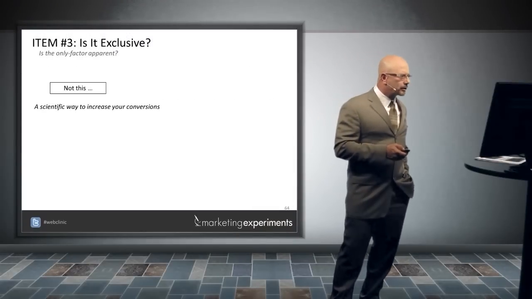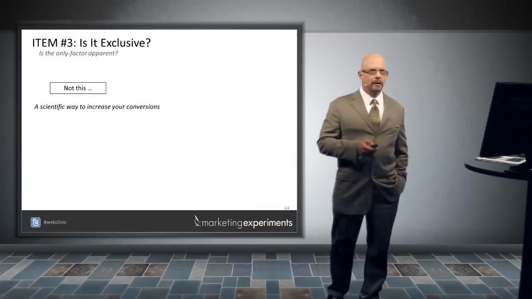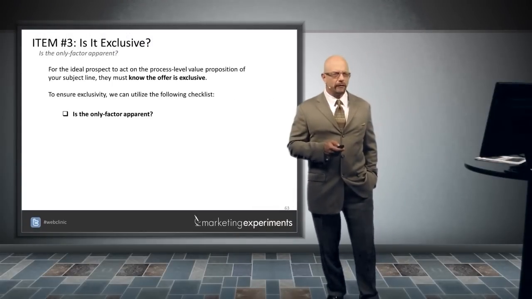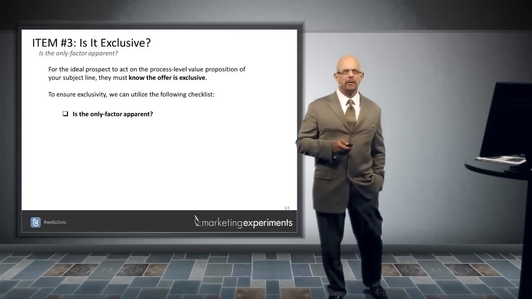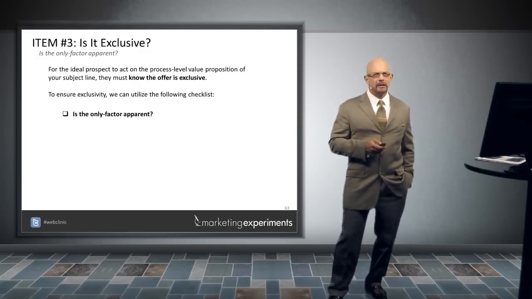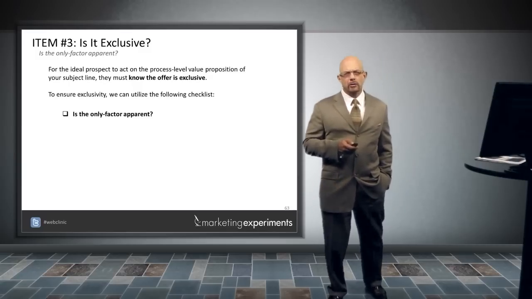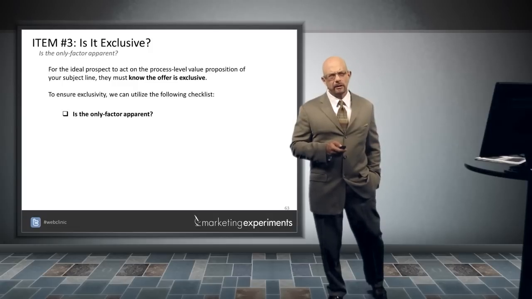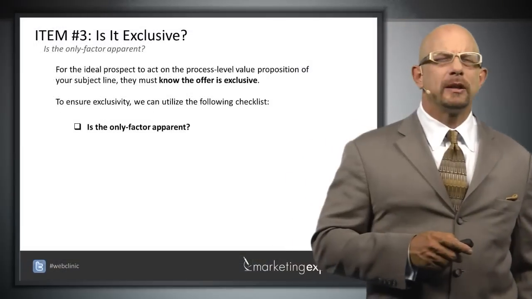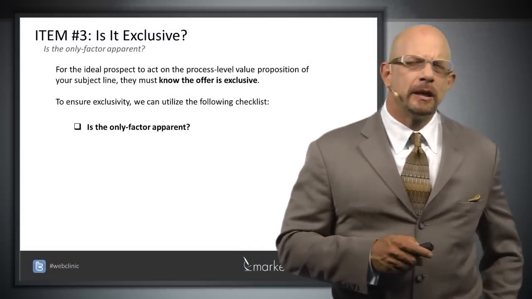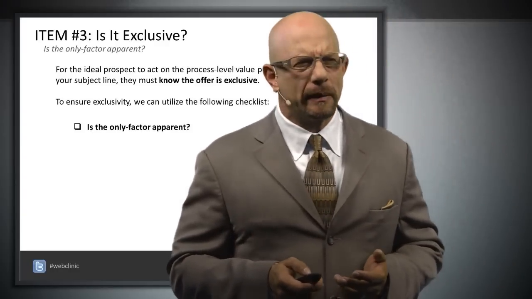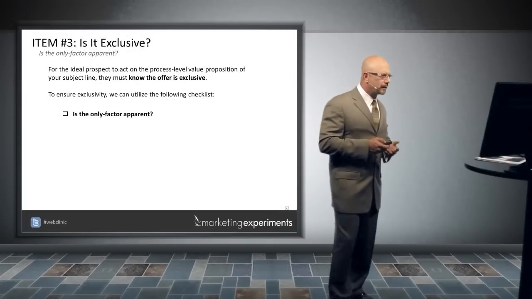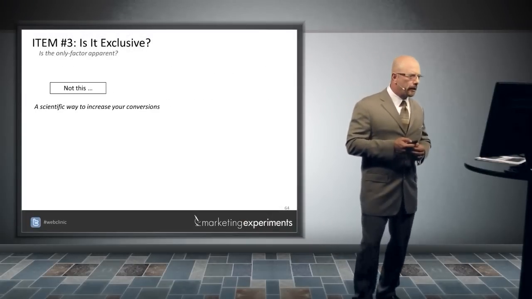Try to help you answer that. Let's just look at some of the keys. You'll see there is the only factor apparent in the subject line. Is there something about this subject line that distinguishes the actual email from the others in their inbox and in terms of the other subject lines you're competing with? Or is there something about this subject line that is talking about the product in a way that presents the fact that it also has some sort of only component?